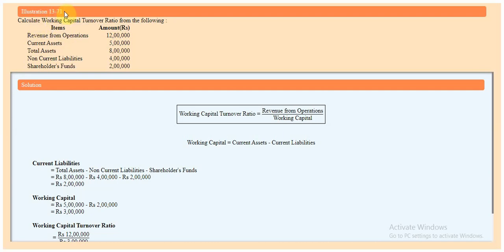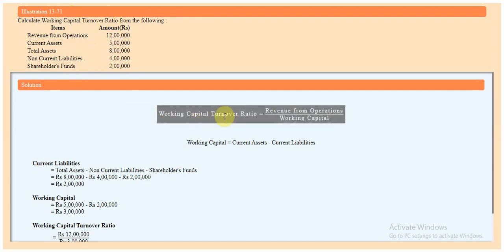We will have a look at the sums for working capital turnover ratio. Illustration number 71. Calculate working capital turnover ratio from the following. We have the revenue from operations given to us. We have current assets. We have total assets, non-current liabilities, and shareholders funds. All this information is given to us. We are supposed to calculate the working capital turnover ratio. Now, what is the formula for working capital turnover ratio? Net revenue from operations divided by working capital.